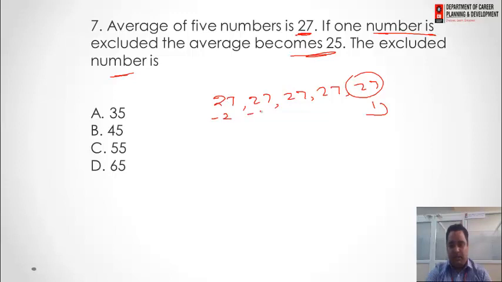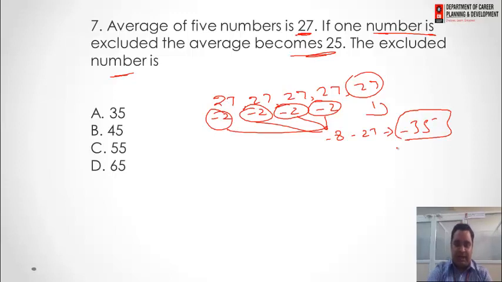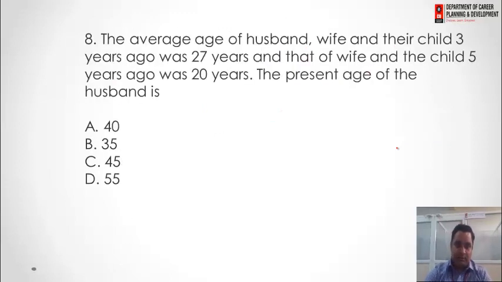It means all numbers reduced by 2. It means when a number is excluded, 2 from all such numbers is also excluded. That means the excluded number is 27 minus 8, wait, minus 8 minus 27, that is minus 35. That means the number excluded from the group is 35. That is option number A.